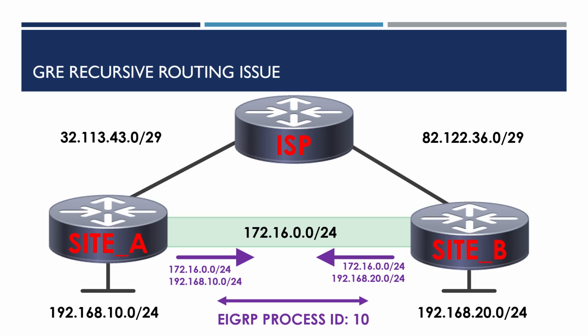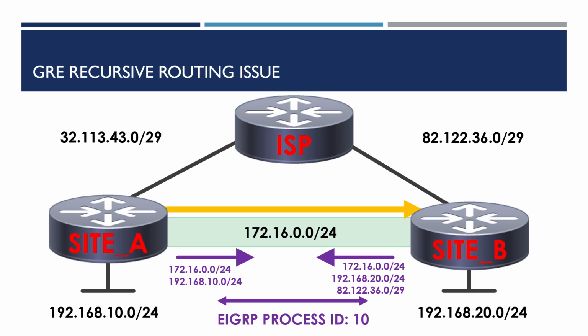So at the moment, site A knows how to route to the public IP address of site B. It needs to route via the ISP on the internet to reach it, as shown here. However, what happens if we accidentally advertise our public interface on site B's end via EIGRP? Site A will then learn this via EIGRP, and as it's a more specific route than our default route, it will then try to route to the public IP address via the tunnel, as you can see here.